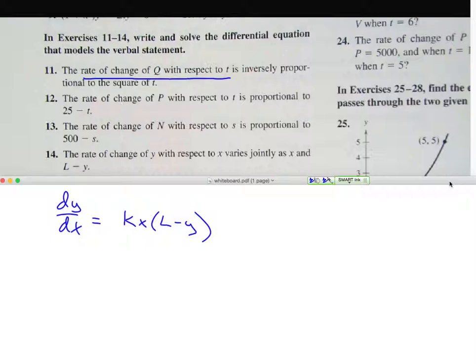Alright, so any questions on taking a verbal statement and setting it up as a differential equation? Alright, let's move to the worksheet.